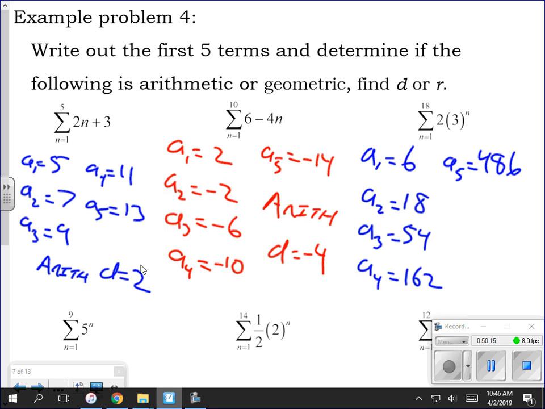Is this arithmetic? No, I'm not adding the same amount each time. Is this geometric? Yes. What am I multiplying by each time? By 3. This is geometric. And R equals 3. And we've worked with geometric formulas. You should say, ooh, R to some power. R to the nth or R to the n minus 1, either one. That means I have a geometric pattern.